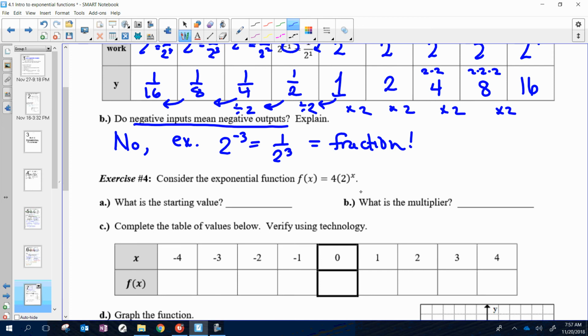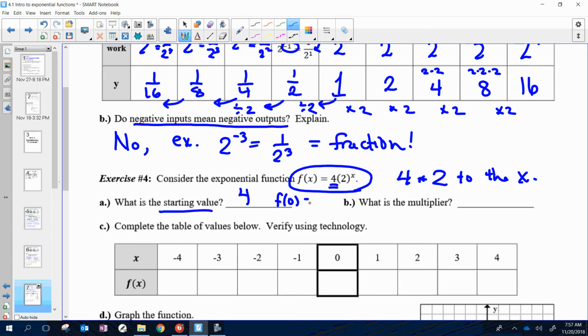Consider the exponential function 4 times 2 to the x. What's the starting value? Well, if you look, it's this 4 in the front, just like we saw on the last table, on the previous page, I should say. Also, you could find that by doing f of 0, and you would see 4 times 2 to the 0. 2 to the 0 gives me a 1, and 4 times 1 is 4. What's the multiplier? Well, that would be this guy, the base, 2, because it means you're going to start at 4 and you're going to repeatedly multiply by 2 as you move through your table.